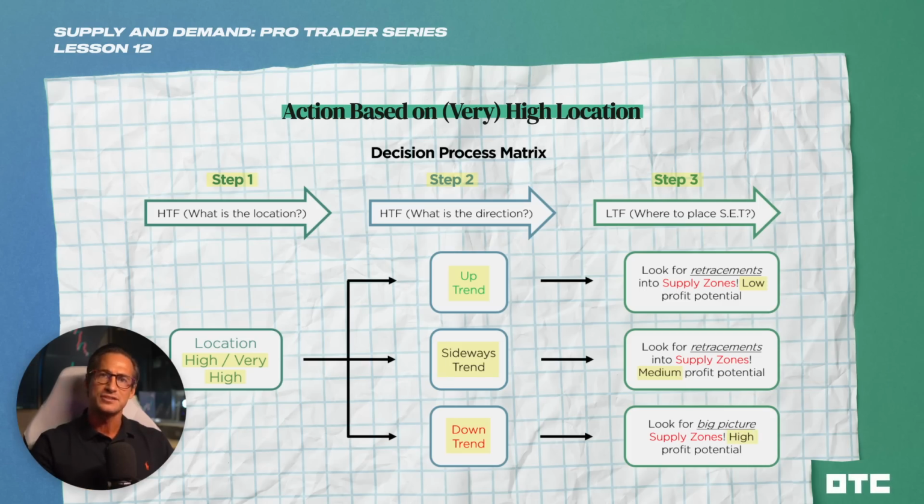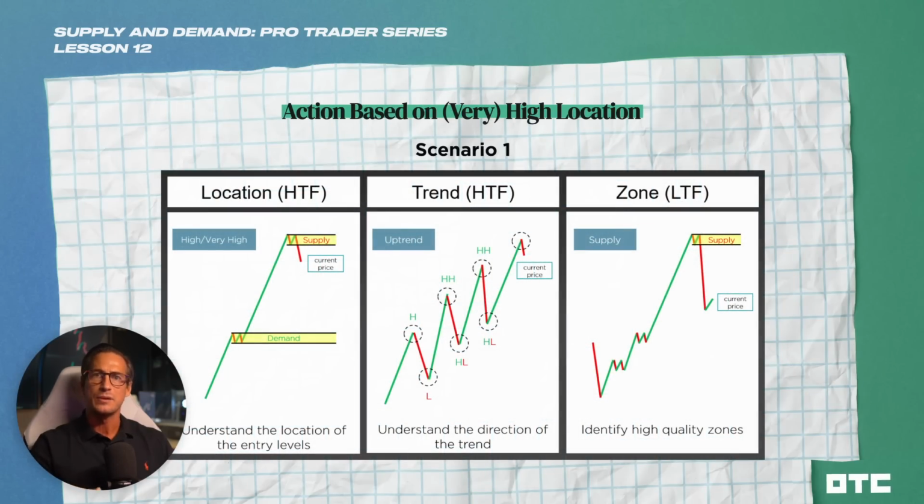As for the probability of success, trading with the trend in a downtrend yields the highest probability. Trading in a sideways trend offers a medium probability, and counter trend trades, such as trading supply in an uptrend, present the lowest probability of success. Now, all of this seems very rule-based and rigid. I know, but it will make more sense once we start looking at the chart. Let's walk through the actions we should take when price is at a high or very high location, combined with different trend directions. Understanding this in context is essential before applying it to the charts.